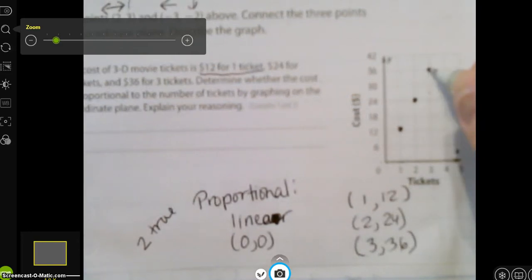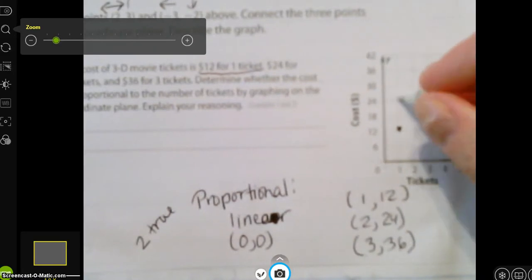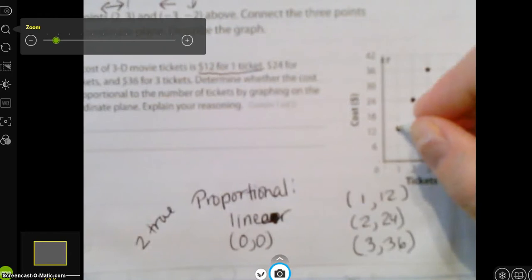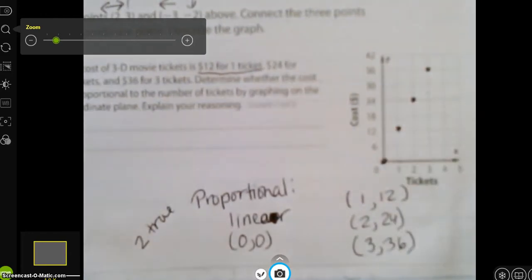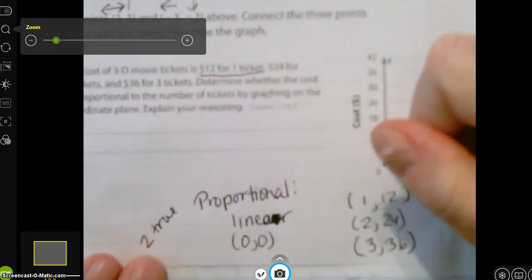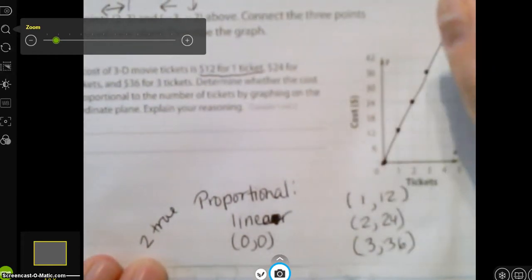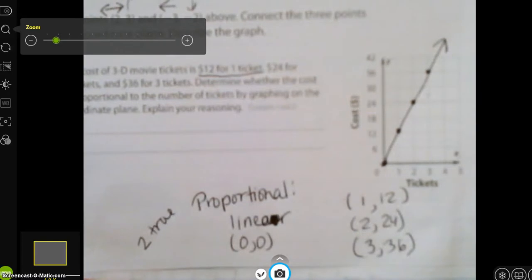It looks like it's going, and when I count this, I'm literally counting by ones. I'm not counting these numbers here. So I would go back 1, down 2, back 1, down 2. So the next one would be back 1, down 2. And look where we end up, guys. We ended up at the origin. So what I notice is that it is linear, and it does go through 0, 0. So I want you to put proportional.